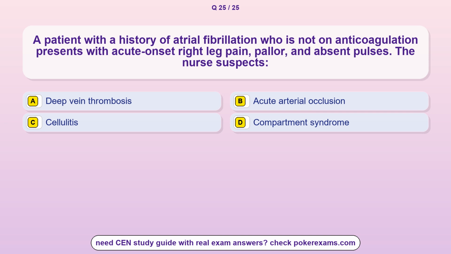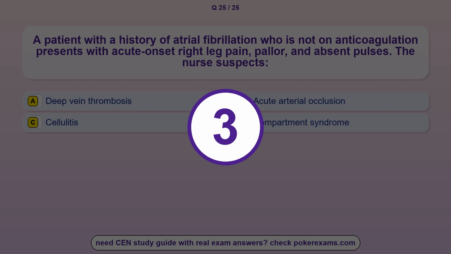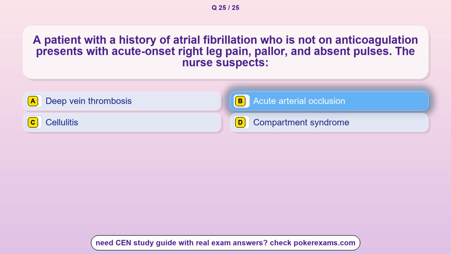Question 25. A patient with a history of atrial fibrillation who is not on anticoagulation presents with acute onset right leg pain, pallor, and absent pulses. The nurse suspects option A, deep vein thrombosis, option B, acute arterial occlusion, option C, cellulitis, option D, compartment syndrome. The correct answer is option B, acute arterial occlusion.